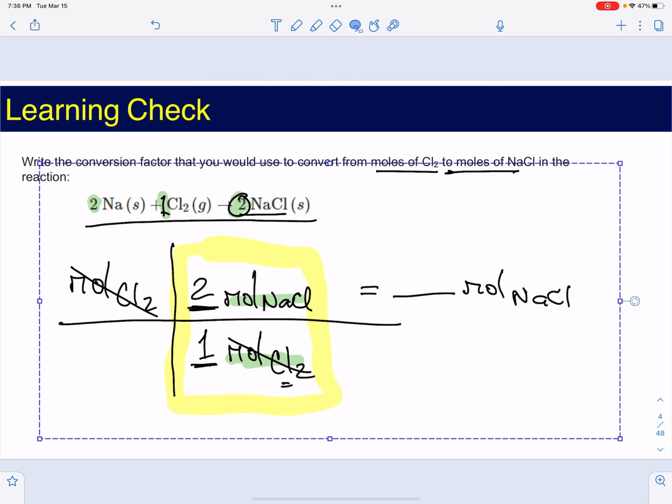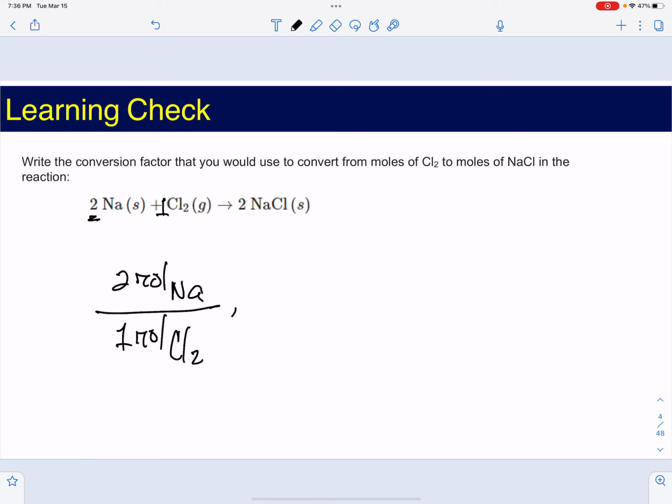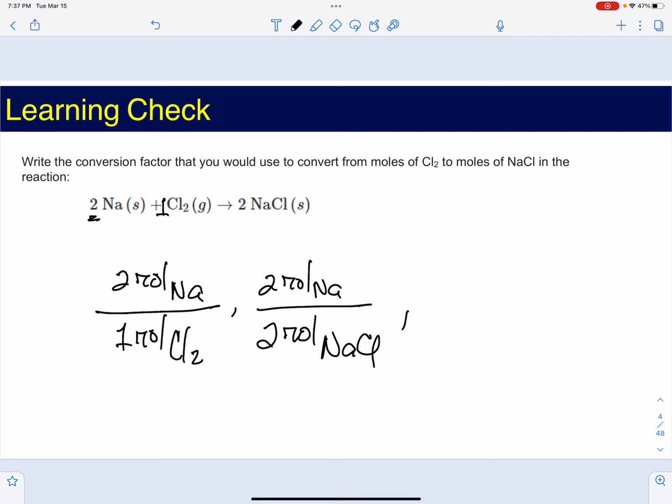What other conversion factors can I get from this reaction? Well, I can say that for every 2 moles of sodium, I need 1 mole of chlorine gas. I can also say that for every 2 moles of sodium, I can produce 2 moles of sodium chloride. I can also say that for every 1 mole of chlorine, I can produce 2 moles of sodium chloride.